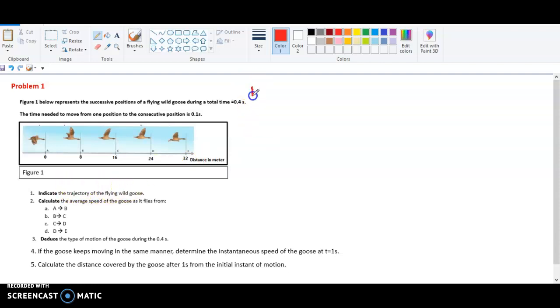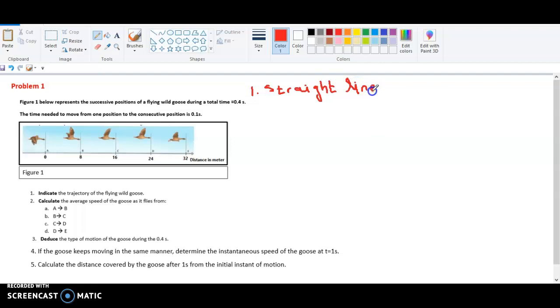The trajectory of the flying wild goose is a straight line. By trajectory, we mean the shape of the pathway. So this is a straight line because if we join the successive positions, they form a line. They are collinear.